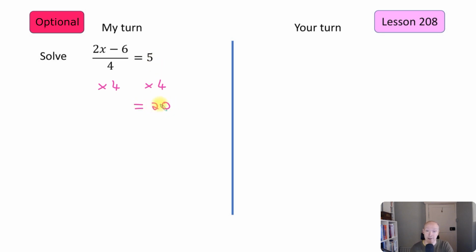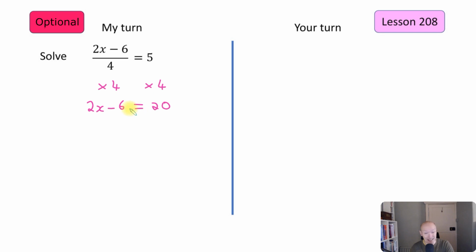And the bit that always causes confusion, when I first introduced this, I have done this in class from time to time, but it generally doesn't go down too well. People often have a few issues with this. When you multiply by 4 here, all we're doing is getting rid of the divide by 4. So all I'm going to have here is 2x minus 6. People always want to multiply the 2 by 4 and the 6 by 4. Not that. The act of doing this just gets rid of this.